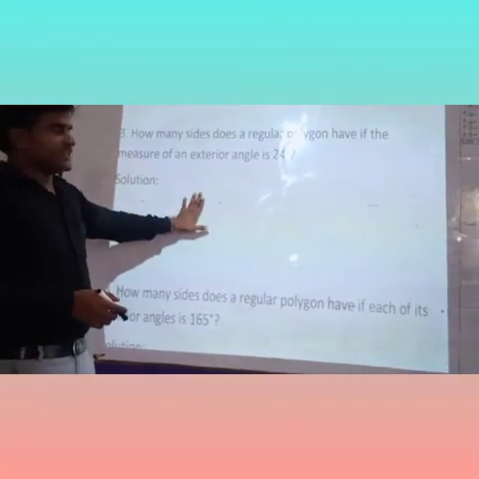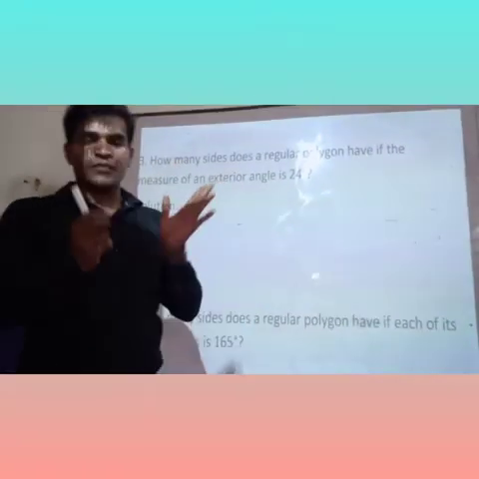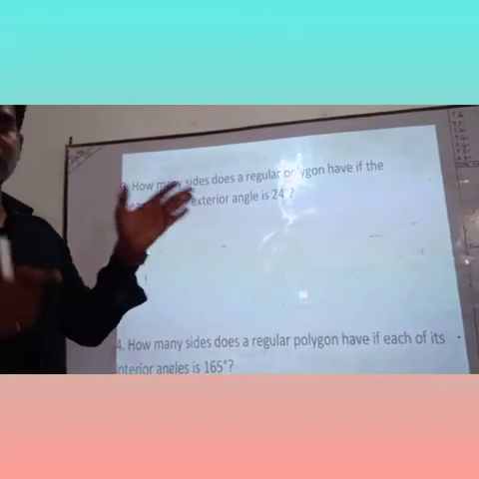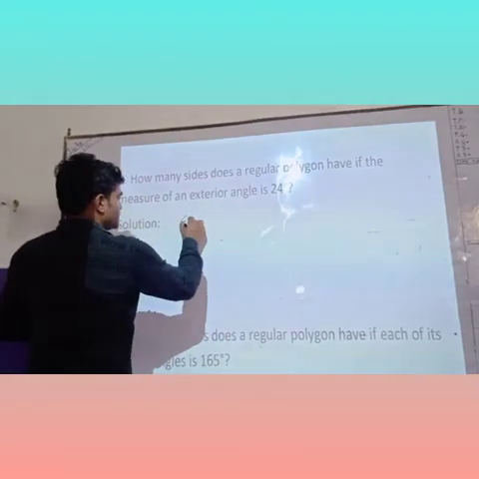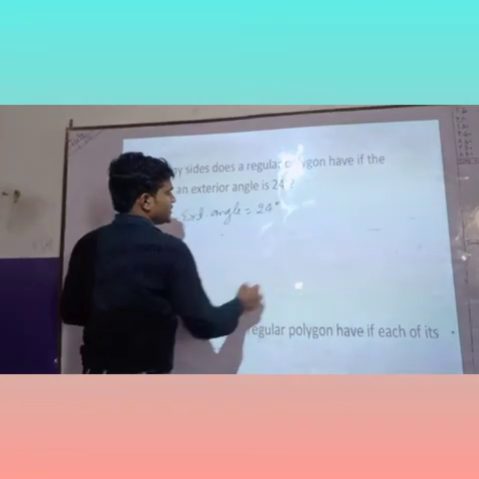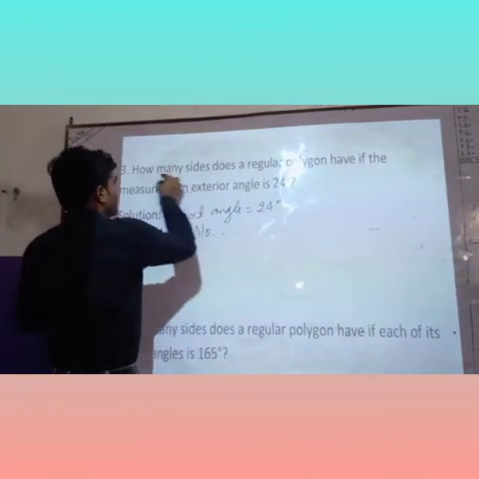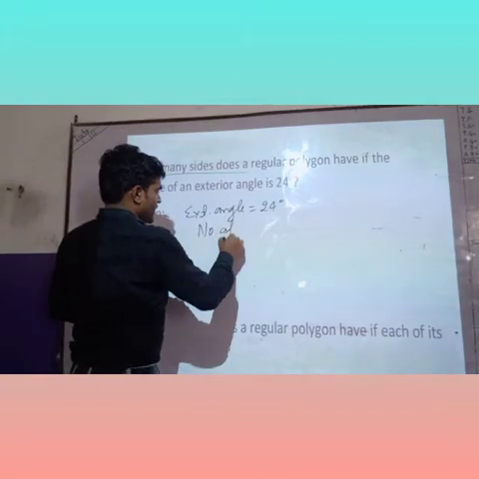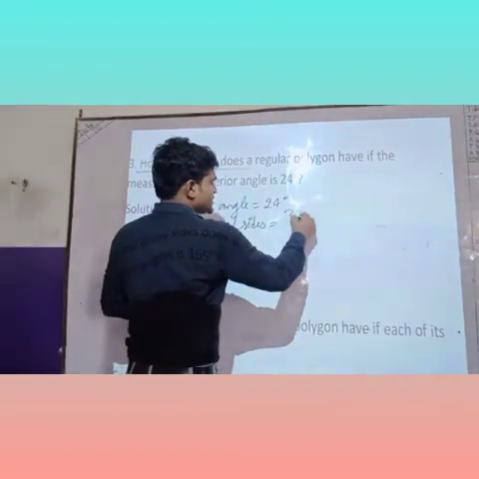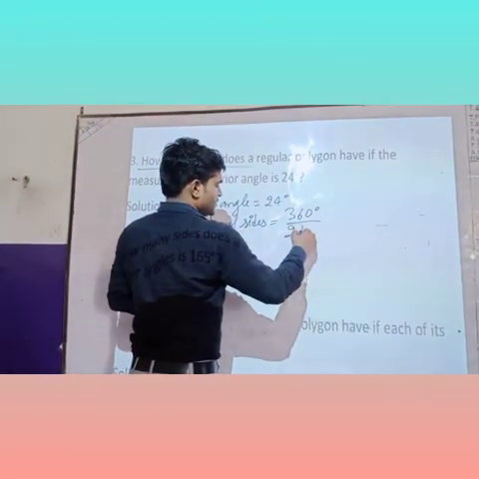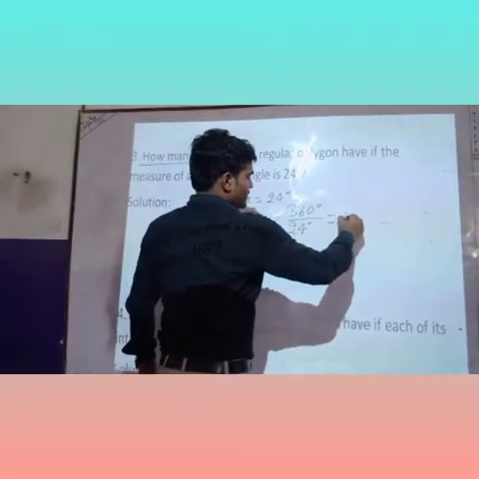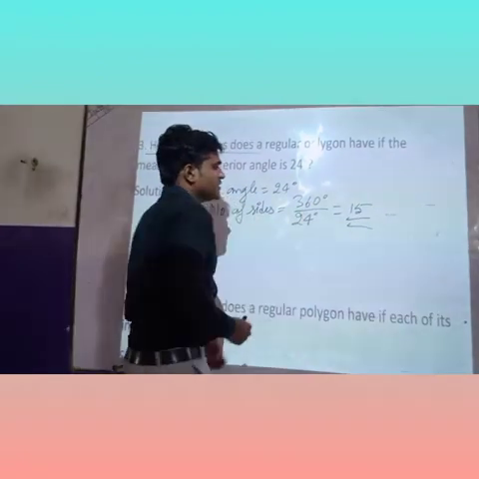Children, the next question is: how many sides does a regular polygon have if the measure of an exterior angle is 24 degrees? Given that the exterior angle is equal to 24 degrees, we have to find how many sides. So the number of sides is equal to 360 degrees divided by 24 degrees, because 24 degrees is the exterior angle. So what will you get? You will get 15 sides.